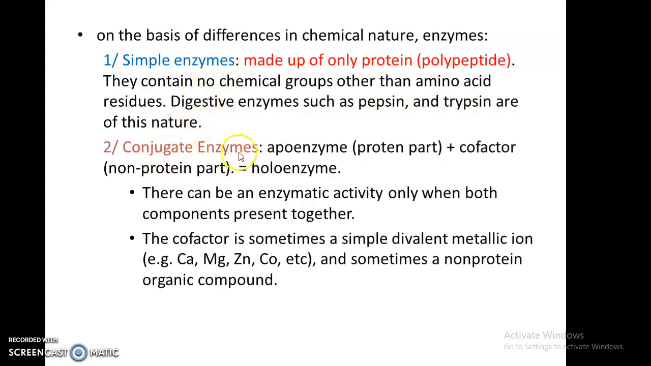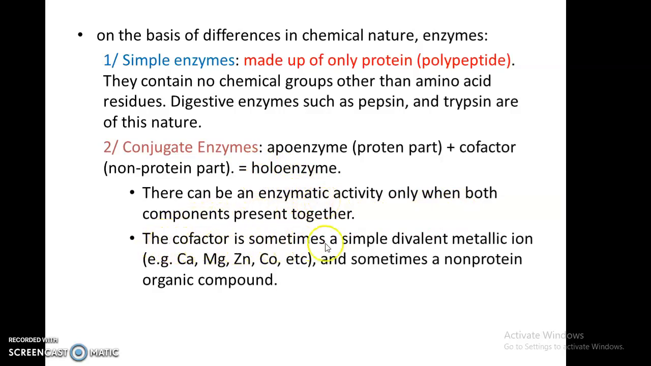Conjugate enzymes, these are apoenzymes, which we have seen before. The protein part and cofactor or non-protein part are there. They are also called holoenzyme. There can be an enzymatic activity only when both components are present together. If one component is missing, there is no function of that enzyme. Both components should be there.